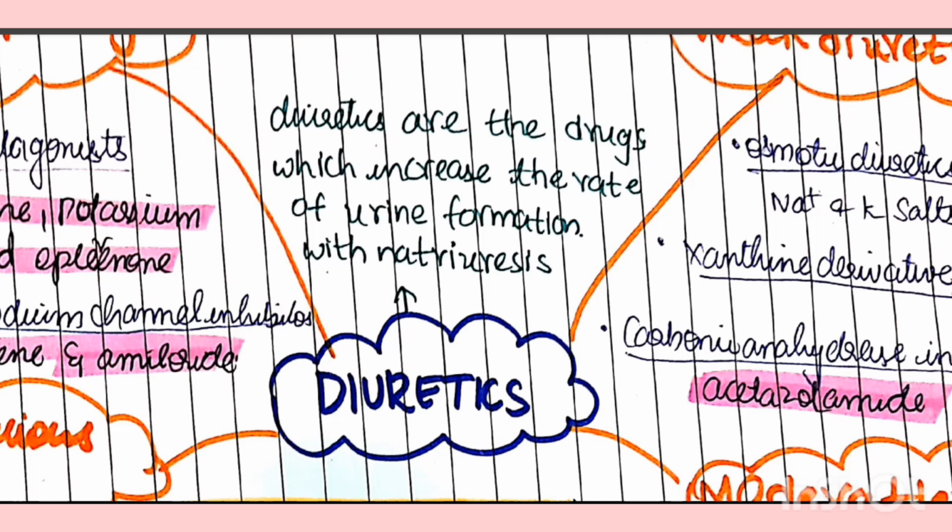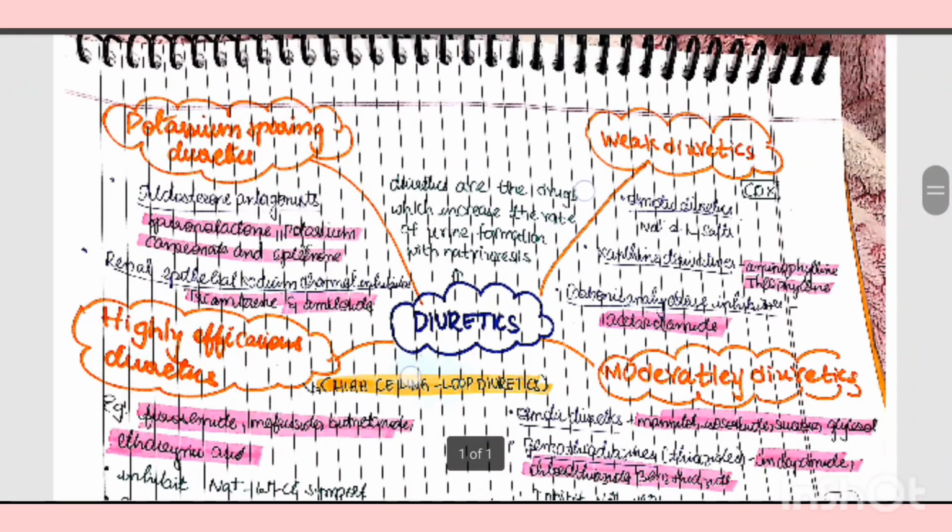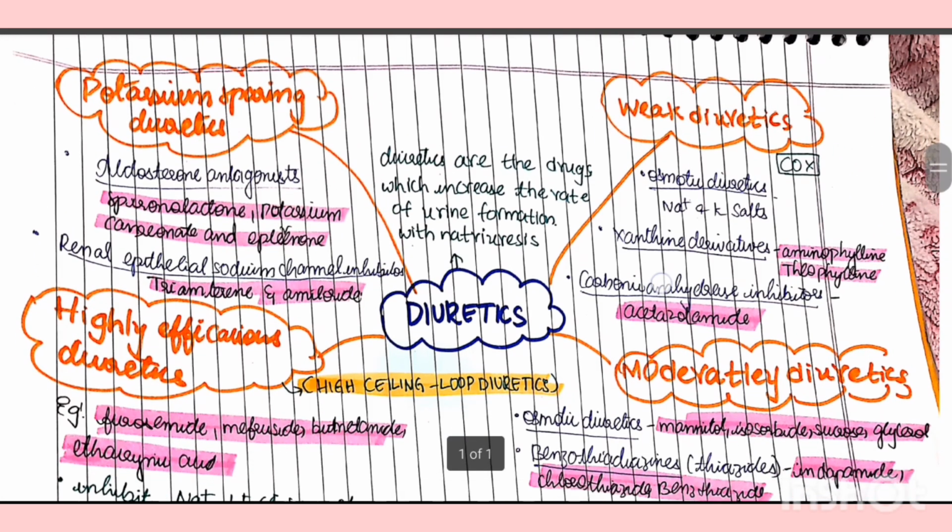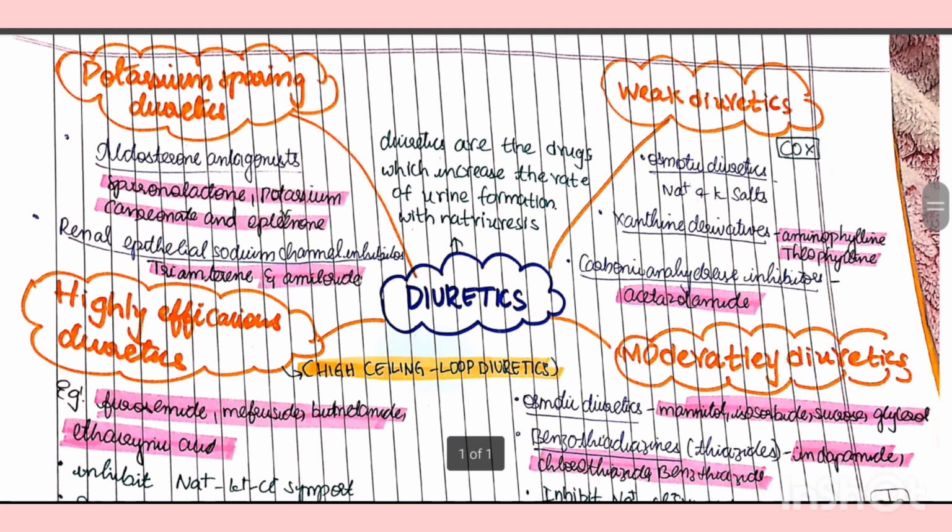Coming to the diuretics, we have a classification. That classification includes weak diuretics, moderately efficient diuretics, highly efficient diuretics, and potassium sparing diuretics. Let's remember this in the form of strength. When a person is weak, we call them weak, right? So let's increase the strength. That's the way you can remember this: weak, moderate, and high. And the last one is potassium sparing.